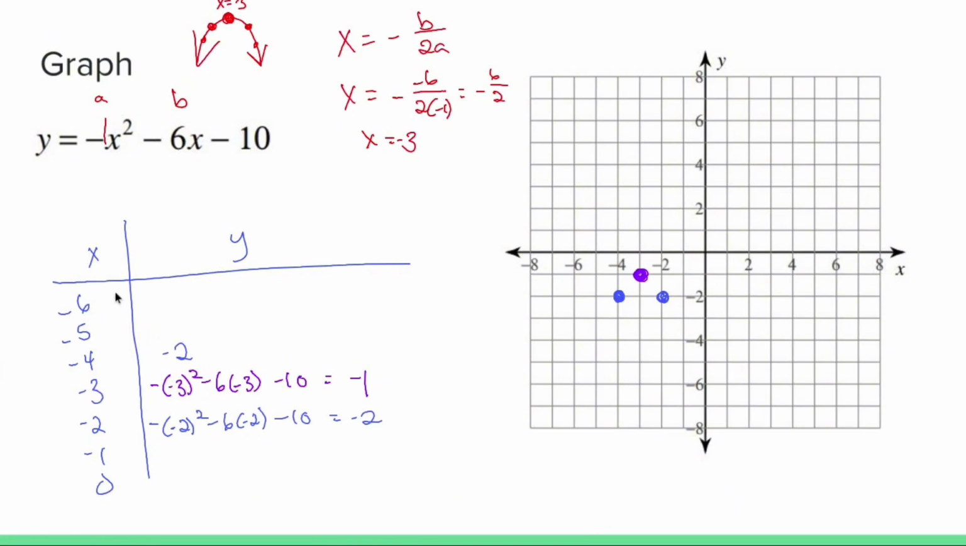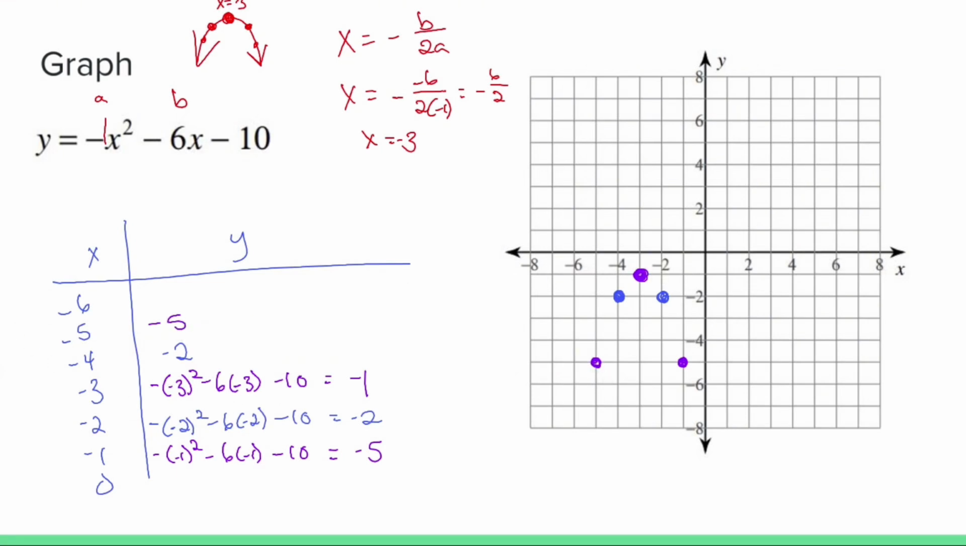Alright, see what happens when we plug in negative 1. Negative 1 squared minus 6 times negative 1 minus 10. Negative 1 squared is 1. Negative 1 plus 6 is 5. 5 minus 10 is negative 5. Okay, so when I plug in negative 1, I get negative 5, which means when I plug in negative 5, I also get negative 5.